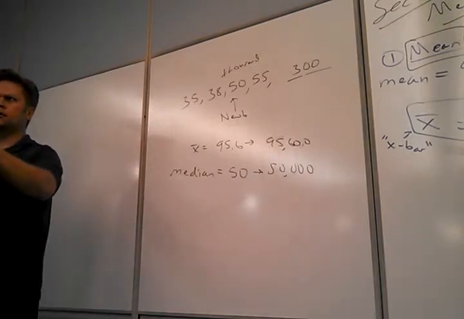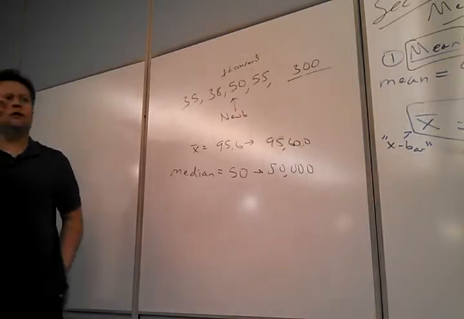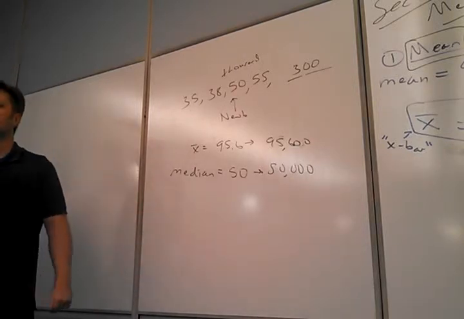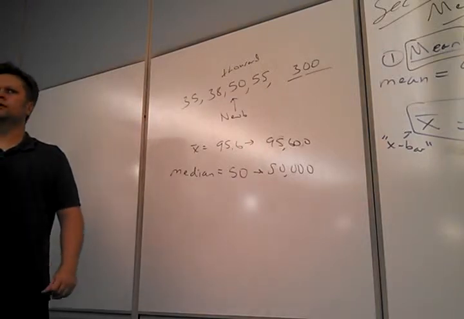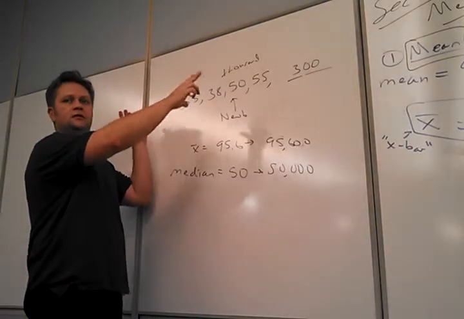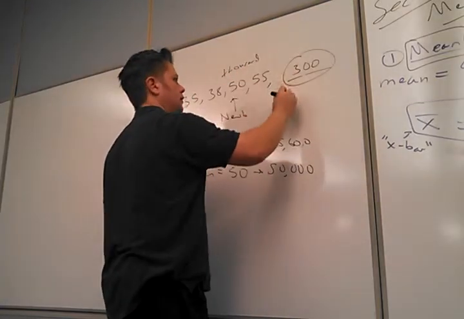How are we doing? So you obviously want to use median when what's true? What makes the median the better thing to use? When you have what? Outliers, right?